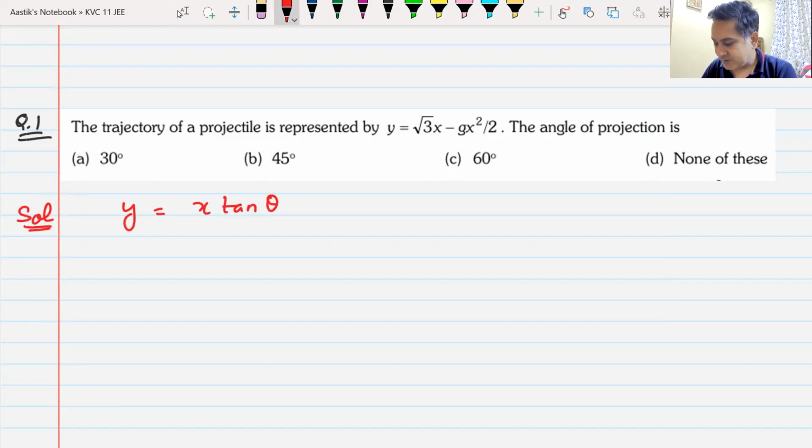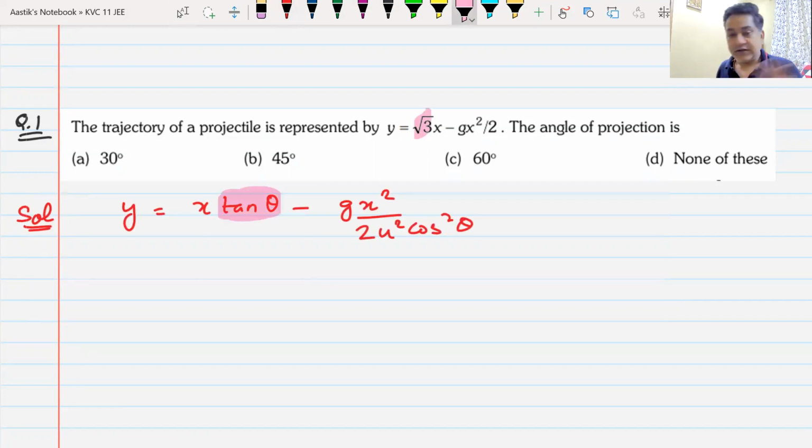The equation of trajectory is x tan theta minus g x square by 2 u square cos square theta. We just compare it. Whatever is there with x is tan theta. It is root 3. Tan theta is root 3, so theta has to be 60 degrees. No questions asked, no answers given. The correct option is option C. Yes or no?